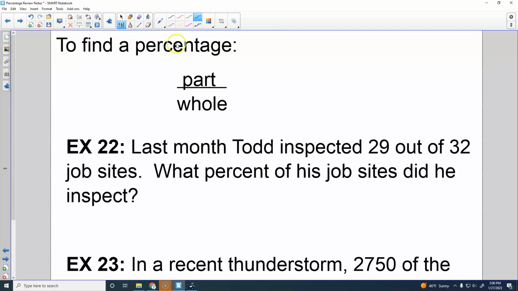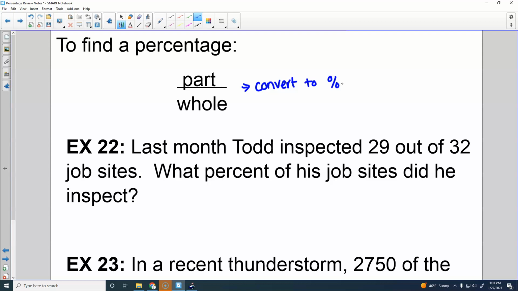Okay, all right, let's do a few more before we've got to go. To find a percentage, you're going to take the part divided by the whole, and then convert to percent, because the part divided by the whole is going to give you the decimal. You've got to change it to a percent.